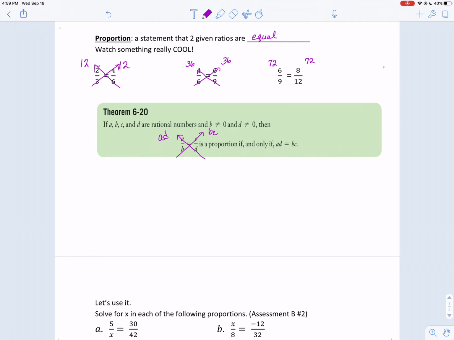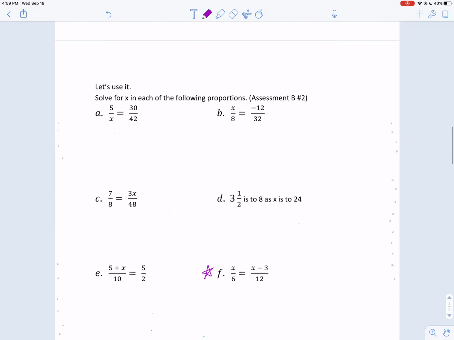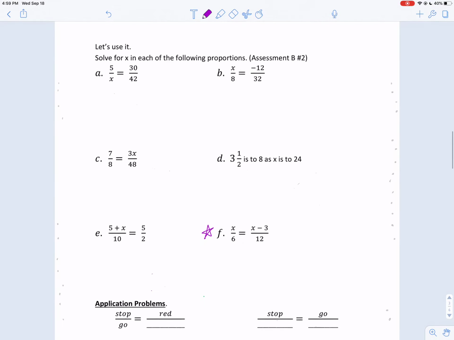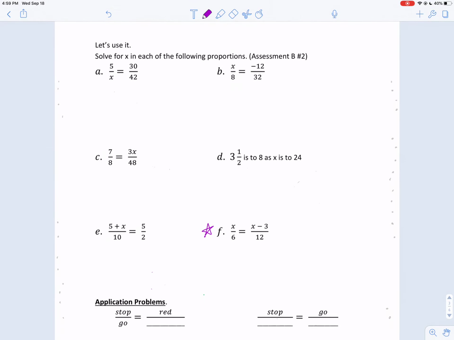So now let's use it to solve some equations. So here we have some proportions. They want us to solve for x in each of these proportions. So we're going to cross multiply. So we'll have 5 times 42, which is 210, and 30 times x, which is 30x. And then we just solve it. Divide by 30, and we wind up finding out that x is 7.